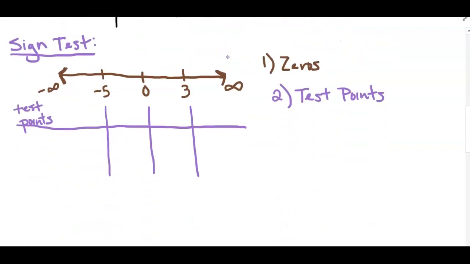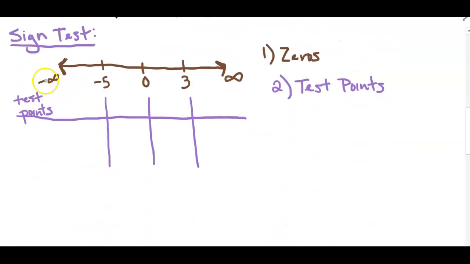And so, when you're talking about test points, I just need, hey, between -infinity and -5, what's a number? Let's go with -6. Doesn't matter what number, just matters that I pick one. Between -5 and 0, let's go with -1. Make it nice and easy. Between 0 and 3, let's go with 1. Lastly, you tell me, what's a possible test point between an x value of 3 and an x value of infinity? Excellent. Literally anything. I'm just going to pick 4.